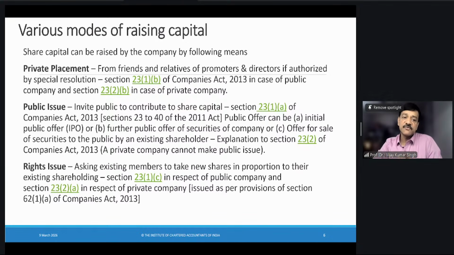And then there is something which is referred to as rights issue. A rights issue is a situation where you are asking the existing members to take new shares in proportion to their existing shareholdings. Say, for example, you have 100 shareholders owning shares with the value of 100 crores. Now you want to raise a further 50 crore rupees. In that situation, you don't go to the market or the public. Rather, you go back to these 100 shareholders and ask them, okay, we need 50 crore more, will you be willing to give that money? This will be referred to as the rights issue.